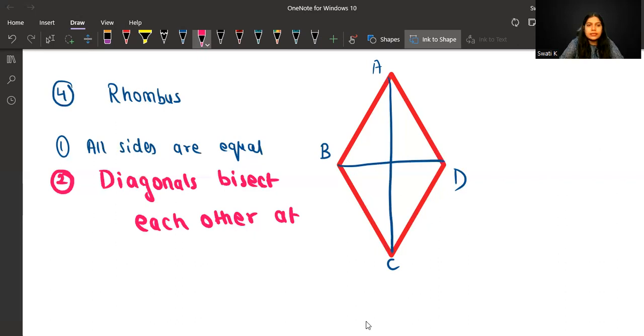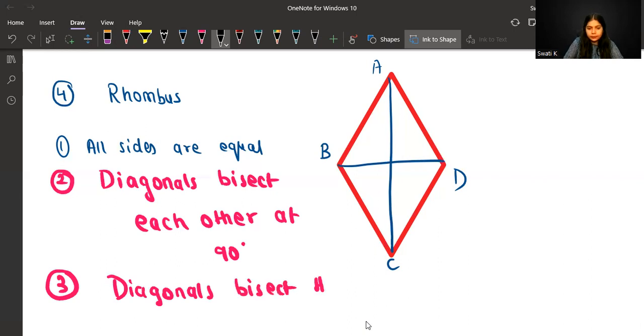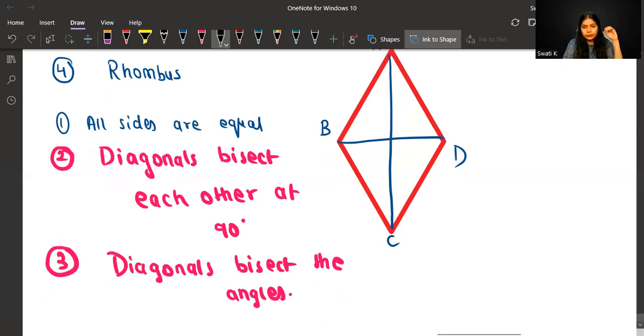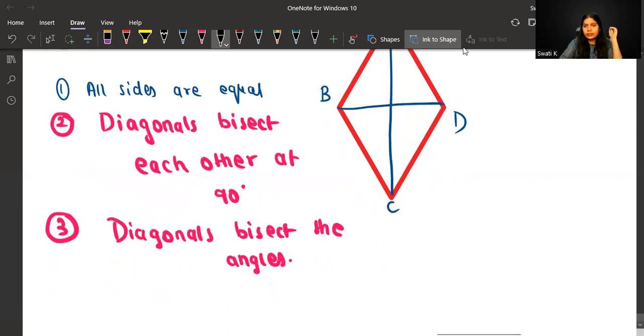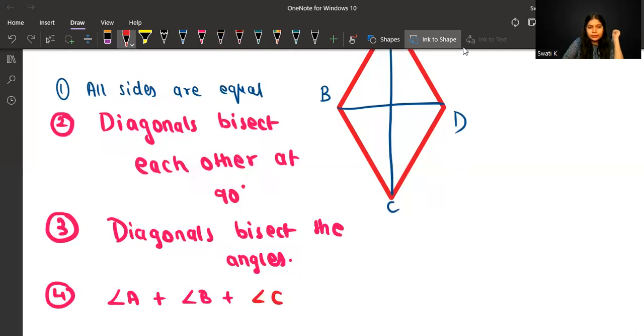Next is, just like a parallelogram, the diagonals also bisect the angles. So I'll just write on that as well. Diagonals bisect the angles. Now next we have the last one, which is the common one, that the sum of all the angles is 360 degrees. So let's write that down: angle A plus angle B plus angle C plus angle D is equal to 360 degrees.